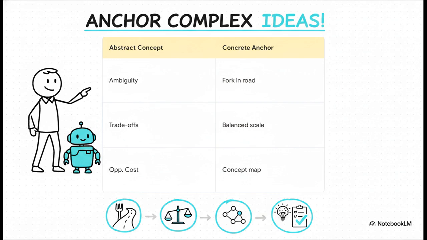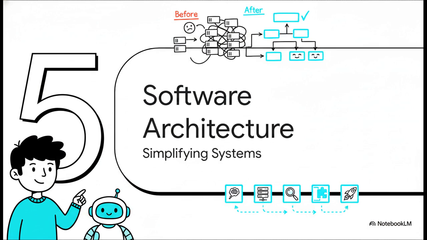As you'll see here, you can anchor ambiguity as a literal fork in a road, or trade-offs as a balanced scale. By using minimalist design principles in these concrete visual anchors, you guarantee clear communication without all that visual noise. Okay, Section 5, simplifying software architecture.